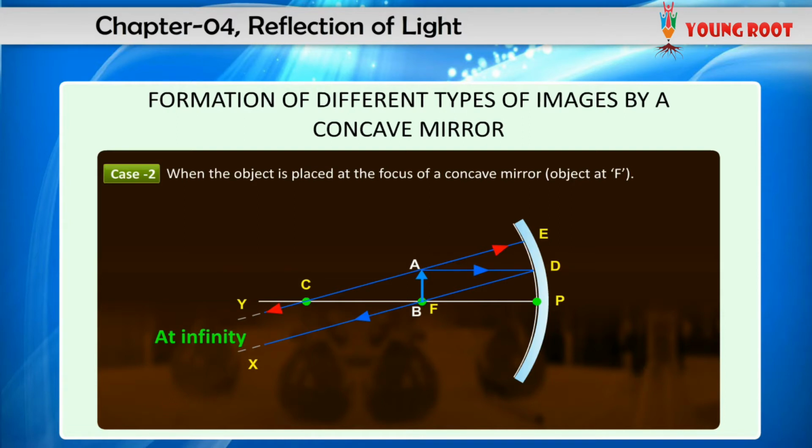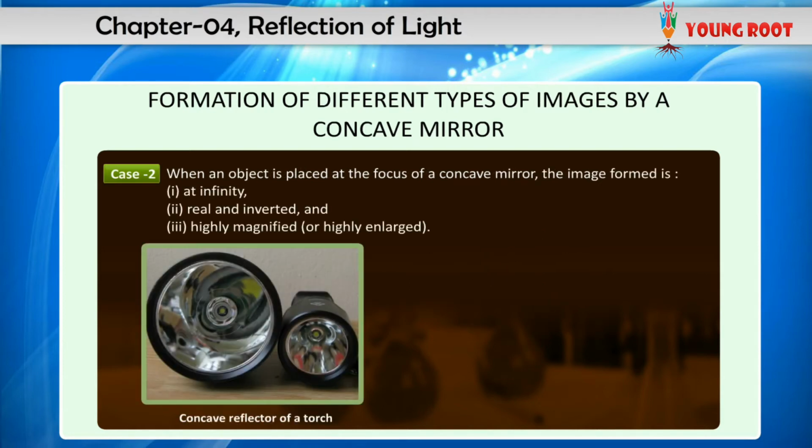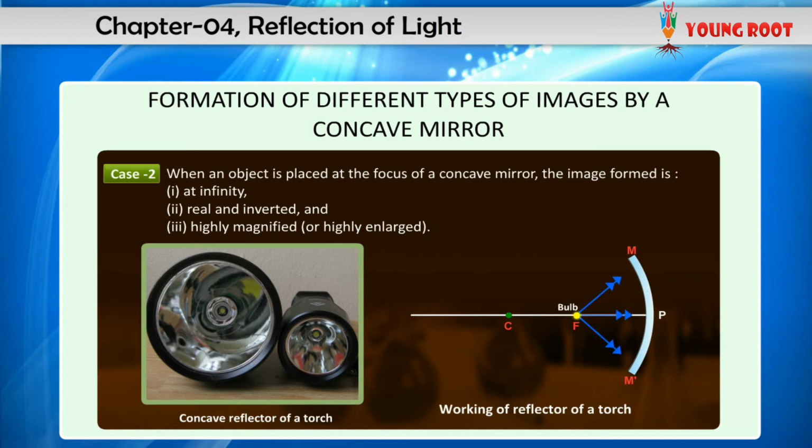These parallel rays will intersect or meet at a far off distance to form an image at infinity. And since the image is formed at infinity, it is not possible to show it in our diagram. When an object is placed at the focus of a concave mirror, the image formed is at infinity, real and inverted, and highly magnified or highly enlarged.